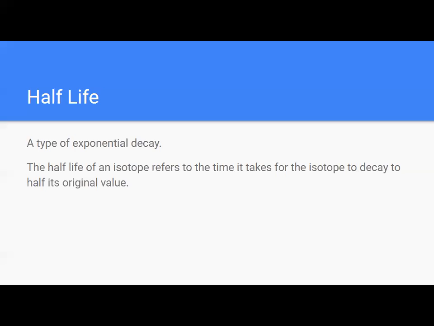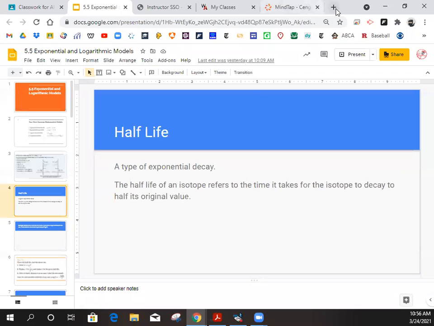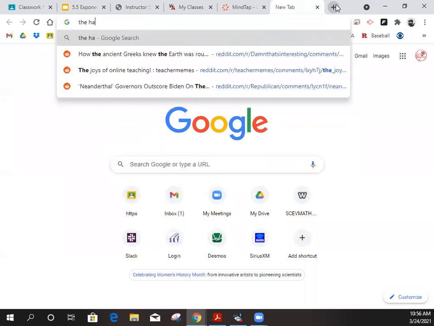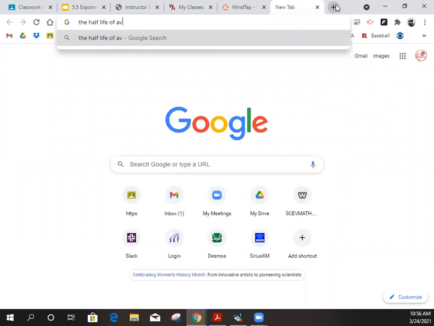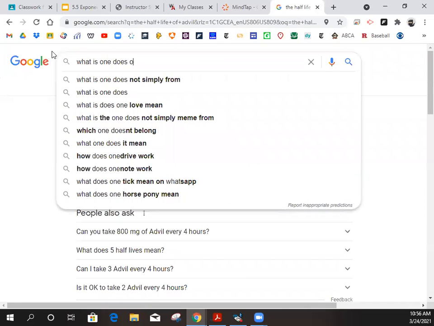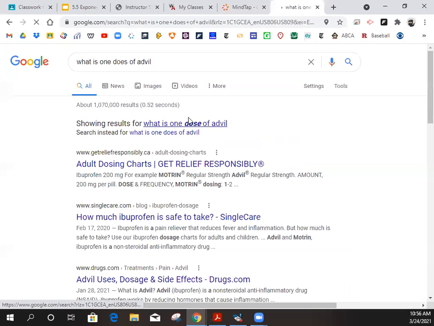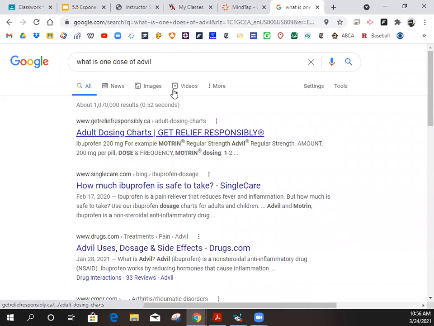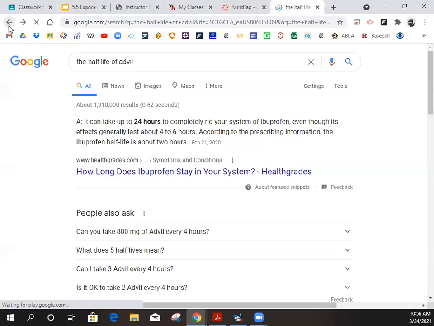So let's say you take Advil. The half-life of Advil is about 1.8 hours, because I've Googled this a lot. All right, it's about 2 hours. So what does that mean? Let's say a typical dose of Advil, one dose, is 200 milligrams. So you take 200 milligrams of Advil right now.